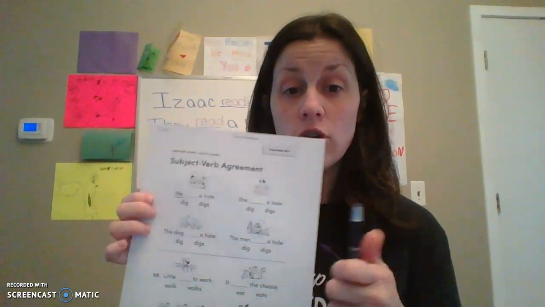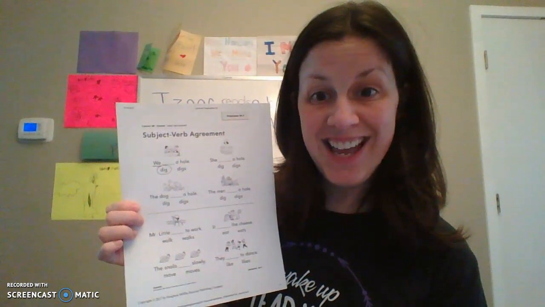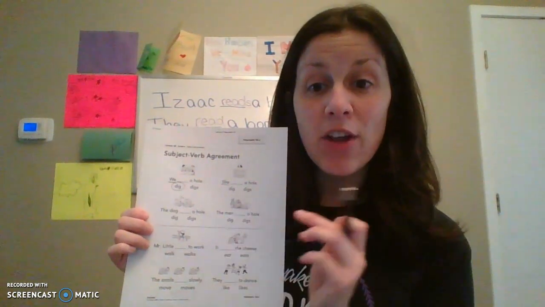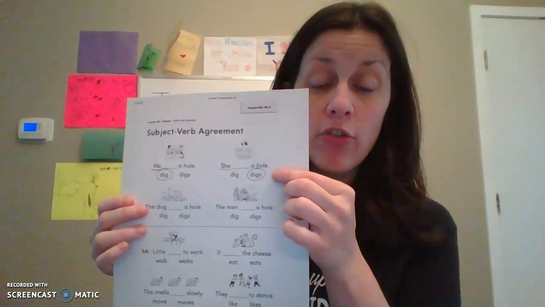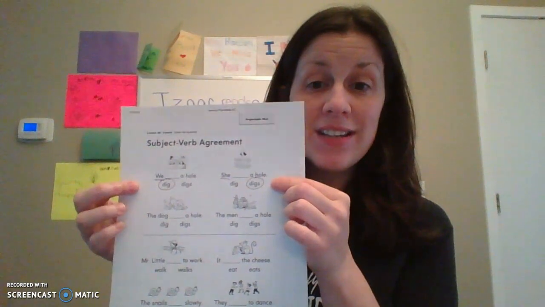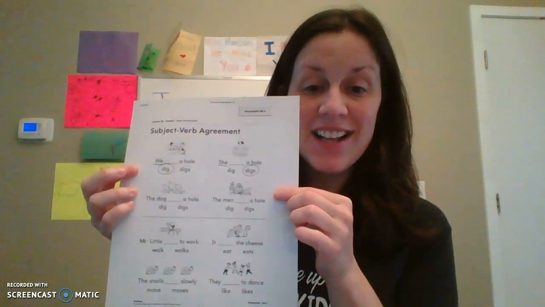So all you have to do, underline your subject, circle the correct verb. More than one, no S. So we have, we dig a hole. Okay? Now our next one, we have one little girl and it says, she blank a hole. Underline she. She is our subject before our verb. So she, is she one person or is she more than one person? She is one. So are we going to do dig or digs? We are going to do the word digs because one person always has an S on the end of our verb. Dig is our verb. So since it's one person, we're going to add our S and make it digs. So she digs a hole. More than one person, dig. One person, digs.